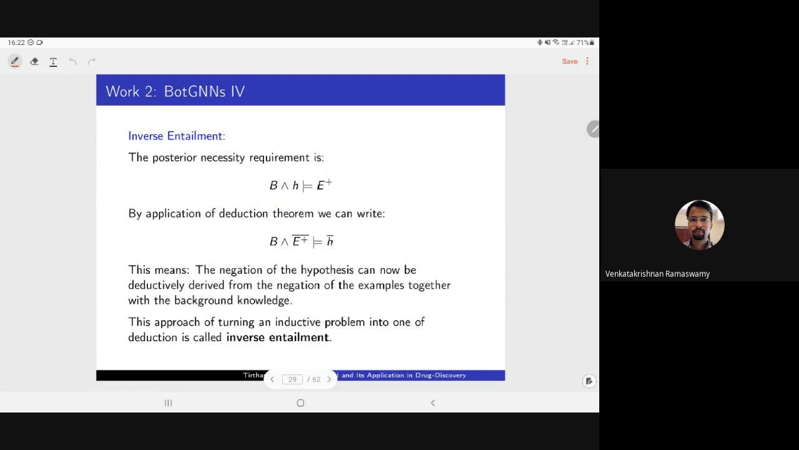And what is inverse entailment? This idea of inverse: from the posterior necessity requirement, what we know is that the background knowledge and hypothesis combined should entail all the positives. But we do not know what this H is. So by the application of the deduction theorem, what we get is that B in conjunction with negated E plus would entail the negated H. What that means, I'll come to in a moment.